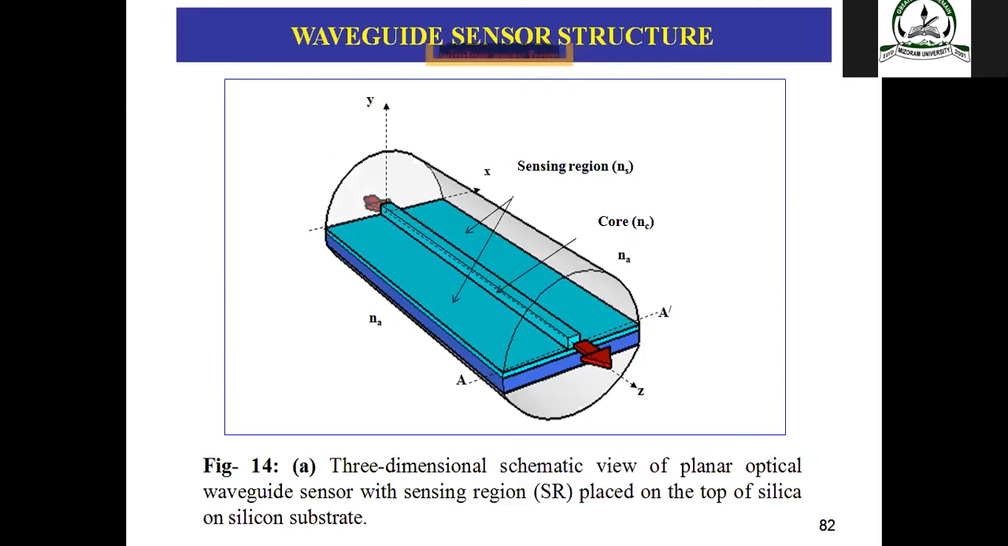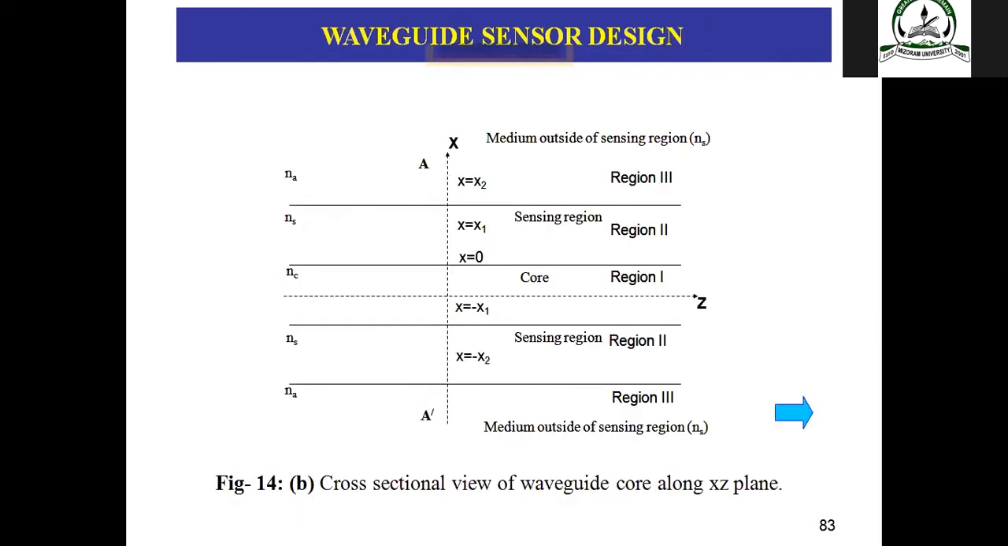So here what we do is remove the cladding from the top surface. This cladding we have housed in a cylindrical plastic structure, and the chemical enters inside this cylinder, and this chemical is used as the sensing material. This technique has been used here.